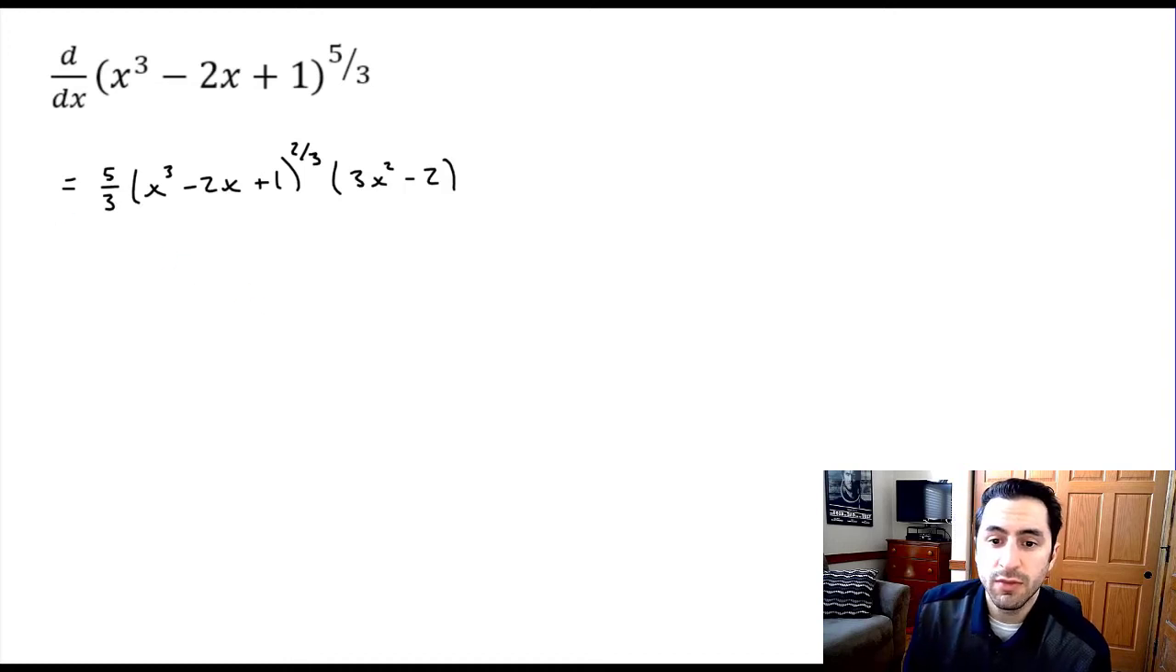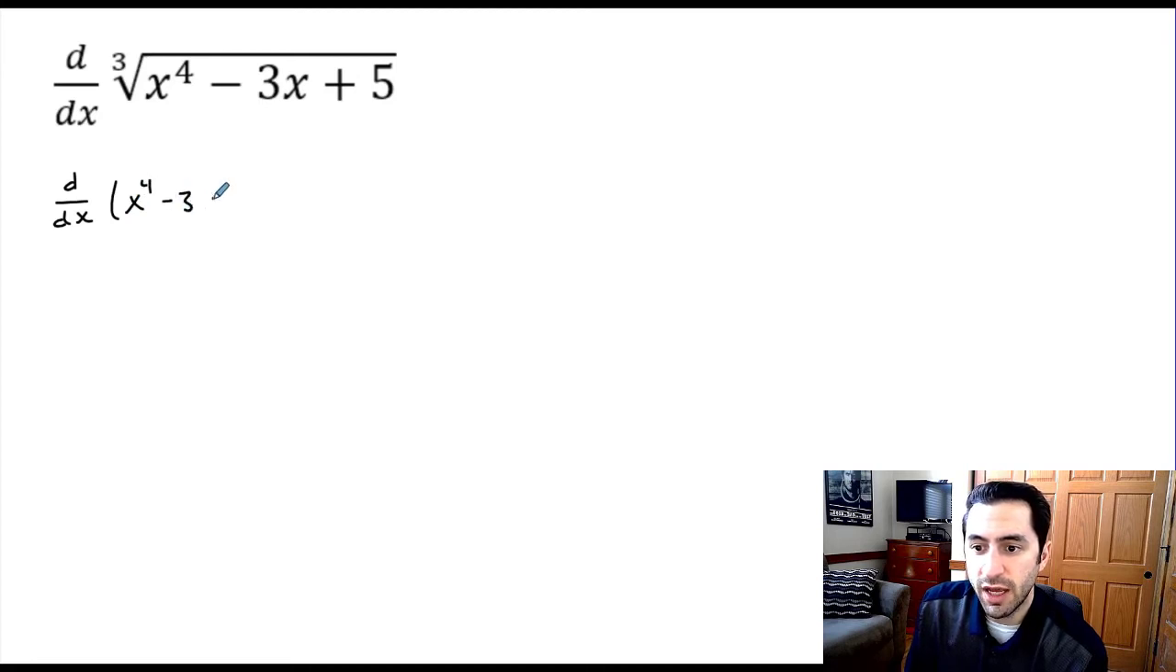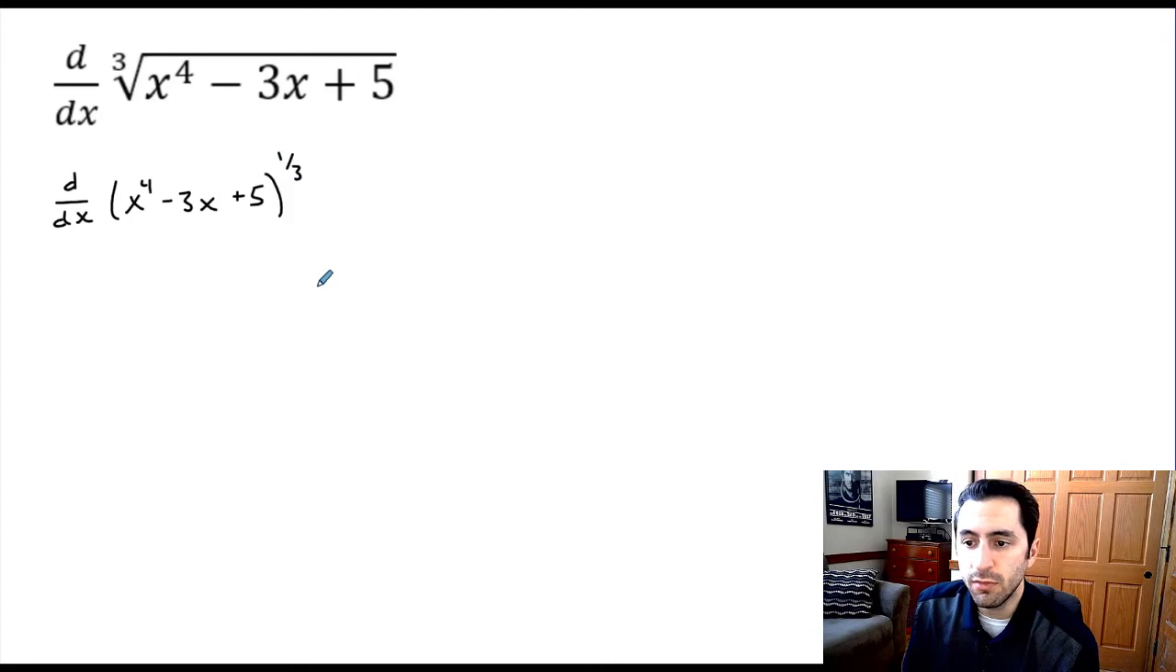Let's do one more. This one starts a little bit different. So here, I'm going to be taking the derivative of a cubed root. So the first thing, and the thing that is important to remember, is a square root, a cubed root, the nth root, we can rewrite that as a rational exponent. So instead of writing this as the cubed root, I'm going to think about this as my expression, x to the 4th minus 3x plus 5. And I'm going to think about this as the 1/3 power. And written like this, now I can use my power rule for functions.